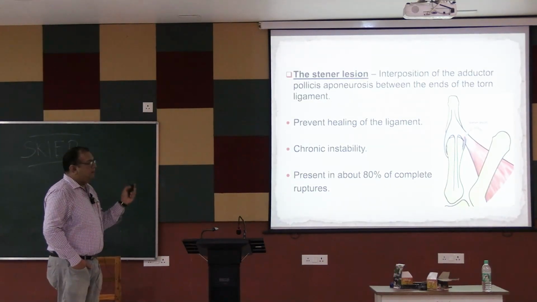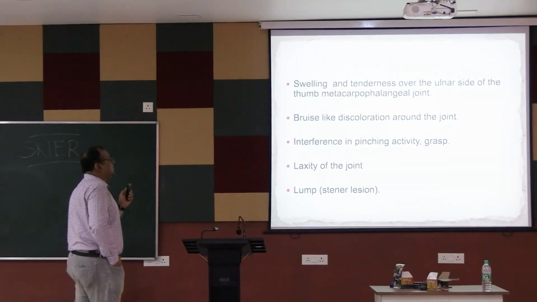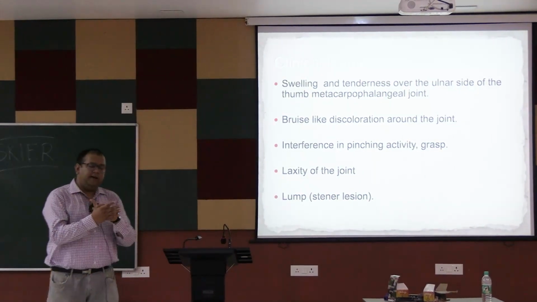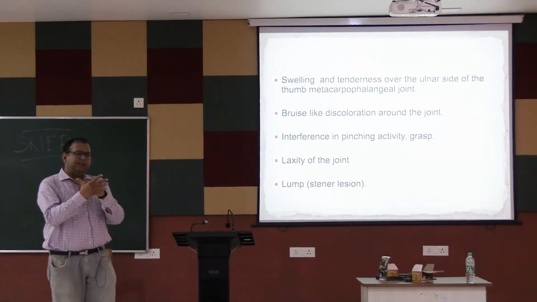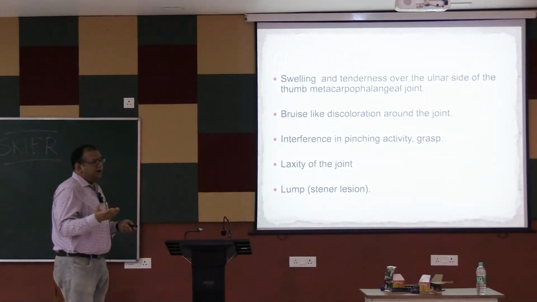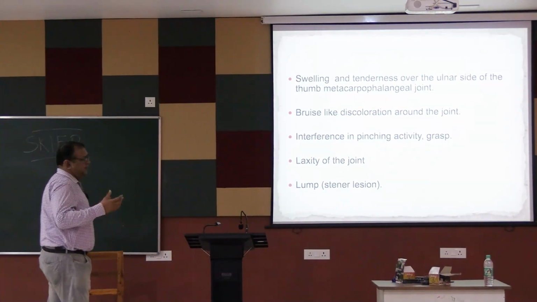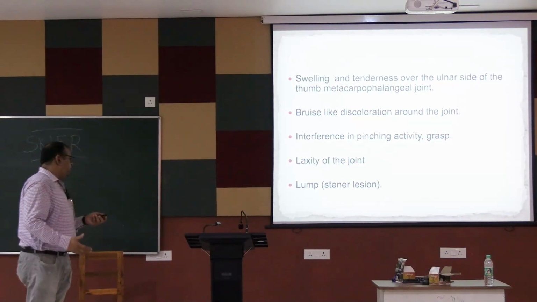Do not need to remember the Stener lesion. It's for postgraduates. There is swelling and tenderness over the ulnar side of the thumb. Ulnar side of the thumb means this side, right? Because in the anatomical position, this is the ulnar side. So this side of the thumb presents with swelling and tenderness. There's a bruise or a discoloration of that part, and there's laxity of the joint, which basically is why the patient comes to you, because he cannot move the finger properly.